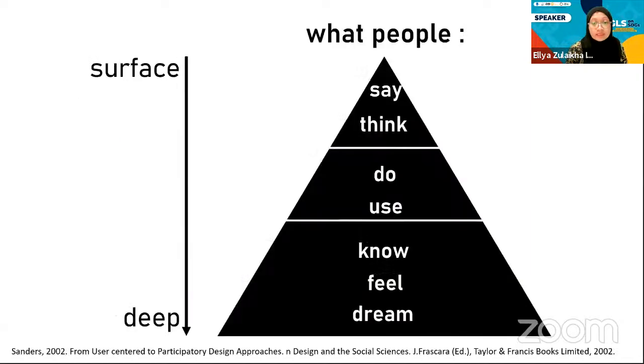However, the argument made by Sanders is that we only know the surface rather than the deep experience of someone if we only rely on what people say and what people think. Actually, if we can access what people know, what people feel, what people dream, we can access the deep part of people's experience. But how?